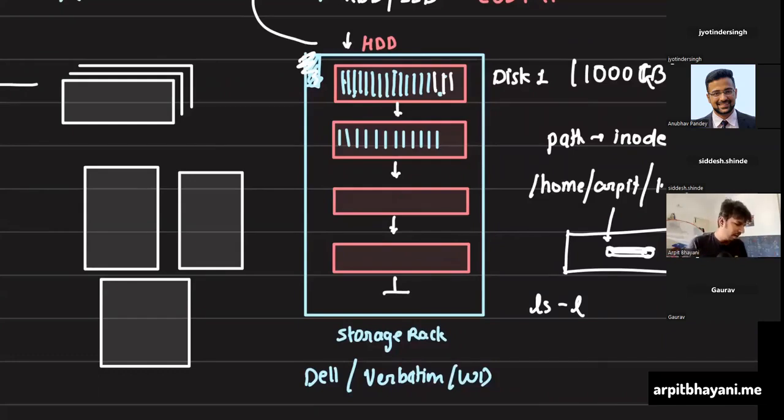Okay. Now, how big would one hard disk be? Let's start with that. Jyotir will continue with that, and then I'll pull in Anupam. How big would one hard disk be?